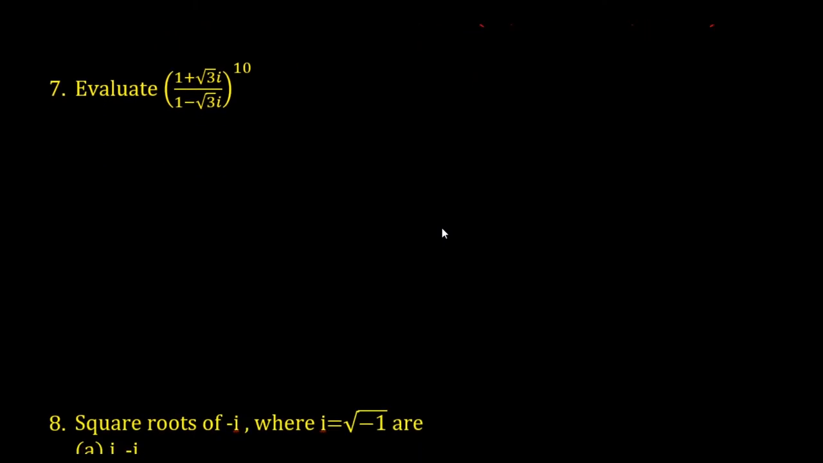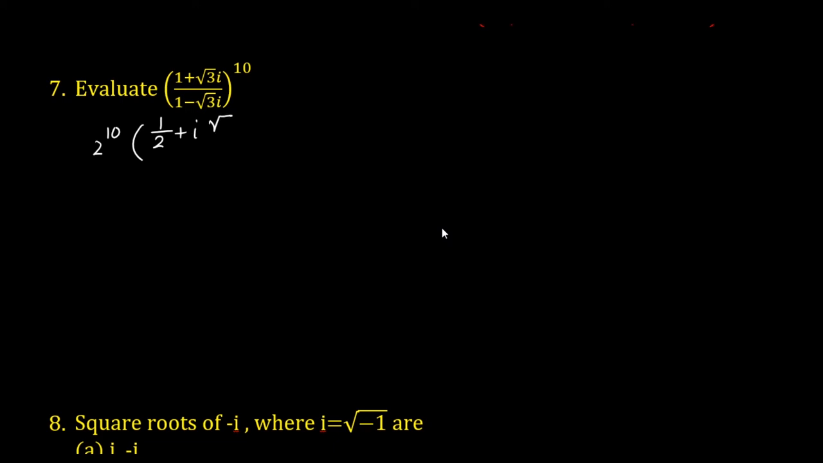Evaluate (1 plus root 3i divided by 1 minus root 3i) whole to the power 10. In the numerator and denominator, you can see there is 1 and root 3. So this triggers automatically in our mind that if we can make it half and root 3 by 2, then we will have an advantage, because half and root 3 by 2 are the cosine and sine values for pi by 3.